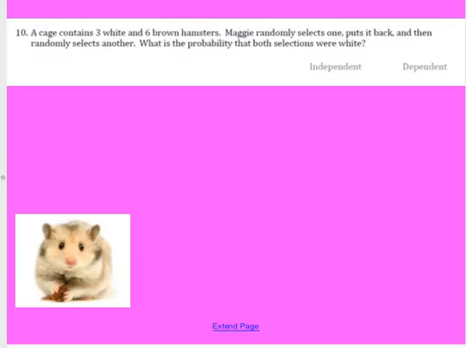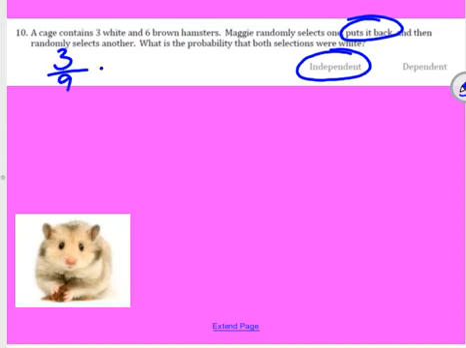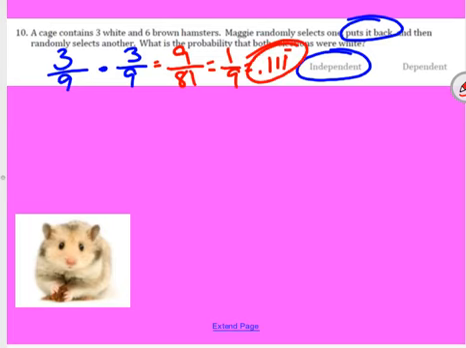A cage contains 3 white and 6 brown hamsters. Maggie randomly selects one, puts it back, then randomly selects another. Puts it back. That's a big hint. They're going to be independent. Then selects another. What's the probability that both were white? So I got 3 out of a total of 9 times, she puts it back, 3 out of 9 again. Alright, when I look at this, guess what? 3 times 3 is 9 over 81, which is 1/9, which is going to be 0.1111 repeating, so it's just 0.1 repeating.